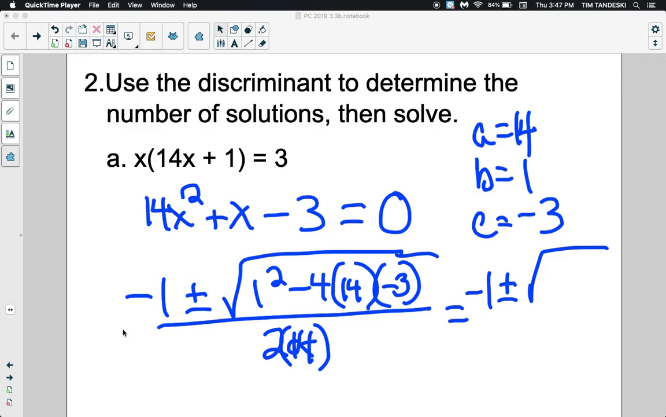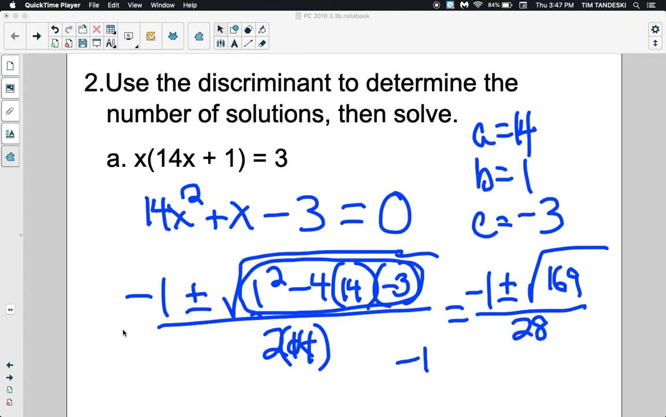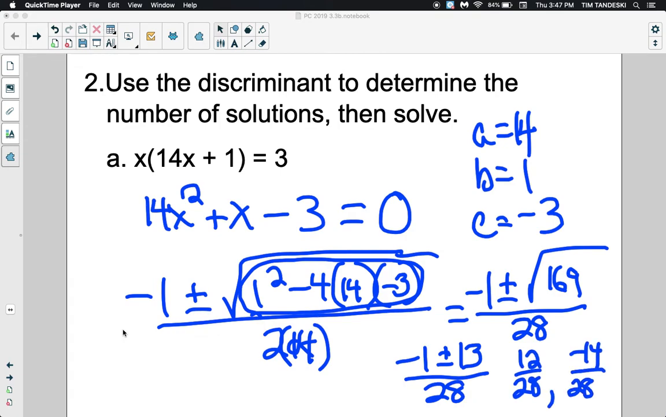So 1 plus 168. Calculate that on your calculator. If you type that into your calculator, I believe you're going to get 169 over 28. So right here, I would get negative 1 plus or minus 13 over 28. So my two solutions, if I take negative 1 plus 13, I'd get 12 over 28. If I take negative 1 minus 13, I'd get negative 14 over 28. So I'm going to end up with 3 over 7, one of my solutions, and the other one is going to be negative 1 half.